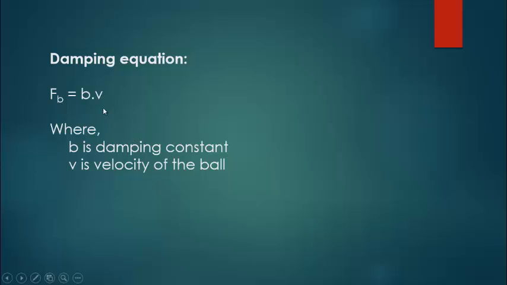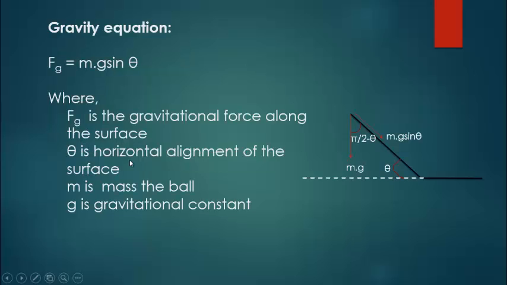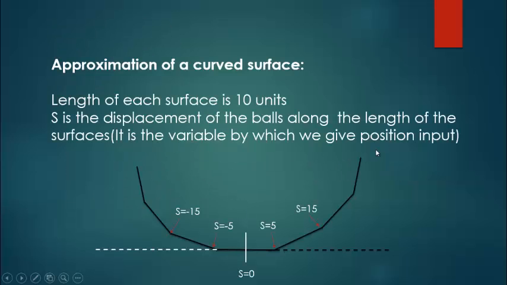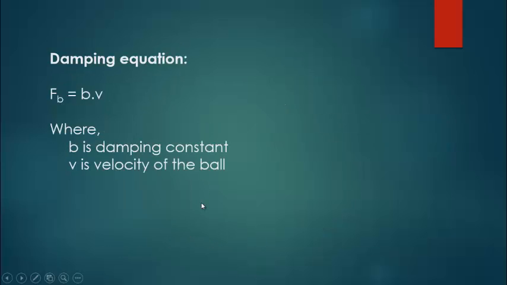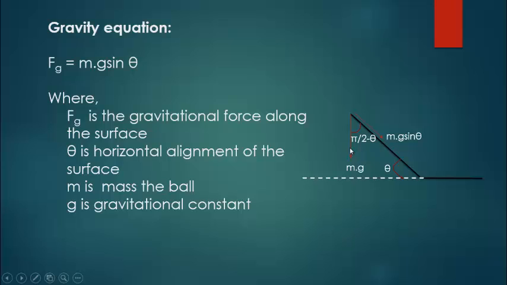For realizing the friction, we use this damping equation. Here B is the damping constant and V is the velocity of the balls, and this is the gravity equation. Here M is the mass of the ball, and theta is the horizontal alignment, like in the previous slide. Here you can see some of the surfaces are aligned with the horizontal line, and theta is the angle between the horizontal line and the surface, and the rest of the things are just elementary trigonometry.